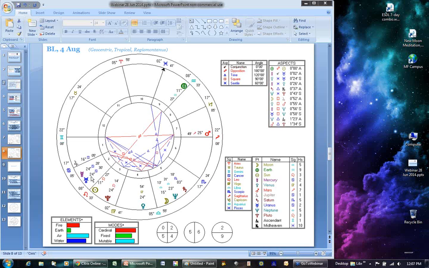I think I've mostly surpassed it. I mean, obviously, I have not taken the second initiation yet, so I still have a lot of that aspect in there. But I think that my Cancer stellium to me is more about sensitivity than it is about emotionalism. And I have a heck of a lot of sensitivity.